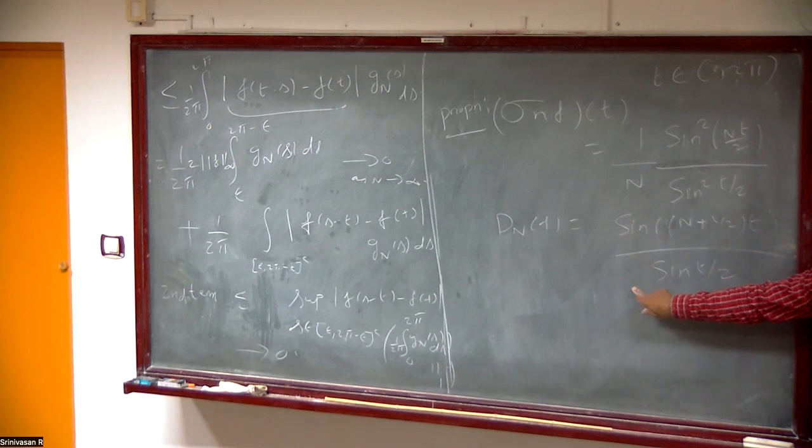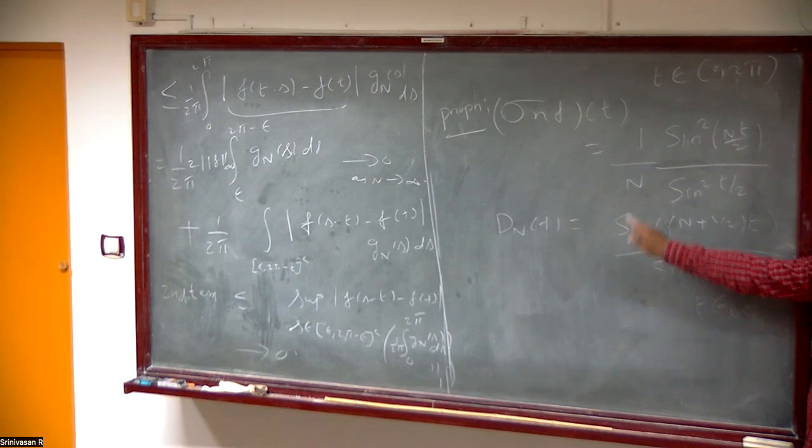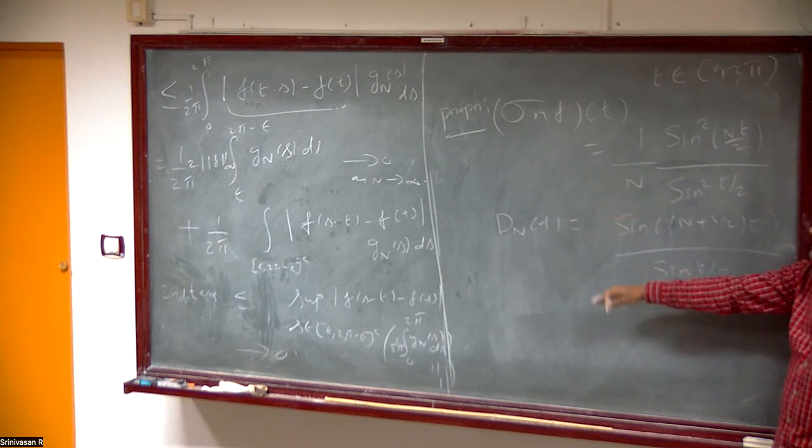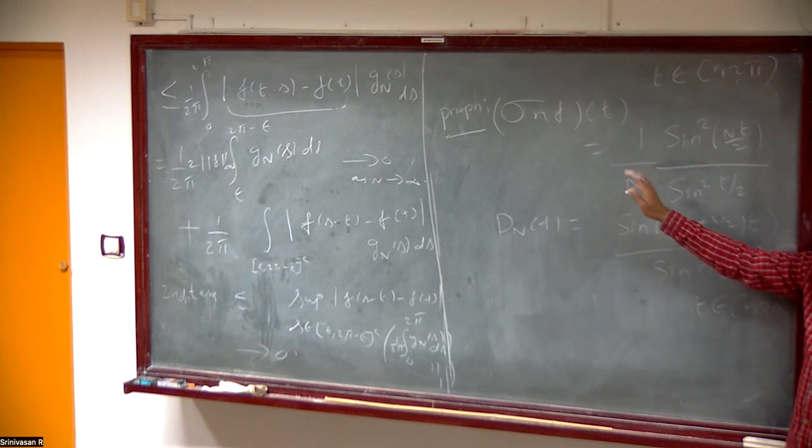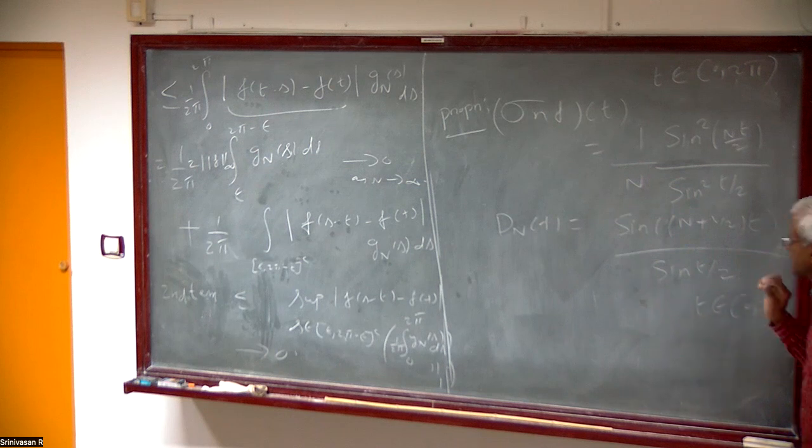D_n we have already calculated. And from D_n, by taking the Cesaro sum, we get this. So I want to compute this.